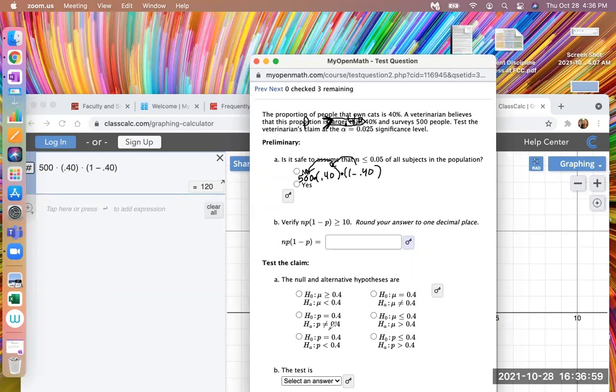I don't want any of these that use this mu. That's talking about the means. These are all wrong. Now we're looking at those three, and the only one where the alligator's mouth is facing toward the p is this one right here.